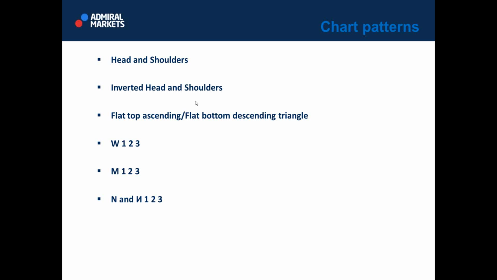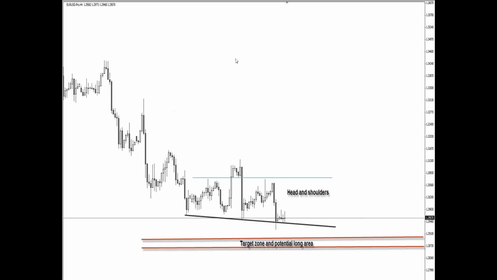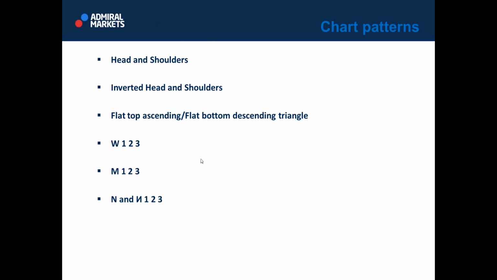From these standard chart patterns, we are effectively trading head and shoulders, inverted head and shoulders, flat top ascending or flat bottom descending triangle, W 1, 2, 3, M 1, 2, 3, and N and inverted N 1, 2, 3. Okay, so let's see how we trade head and shoulders. So first, these are all now standard patterns. After I finish with this, I will teach you how to trade non-standard exotic patterns. Okay?